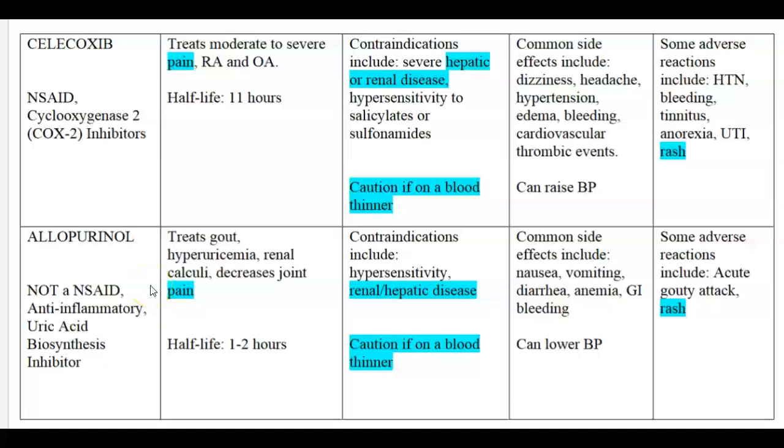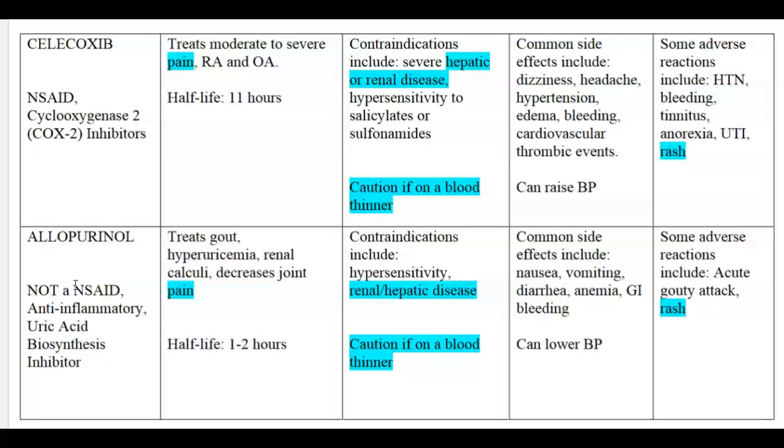So then you have allopurinol, which is used to treat gout. One thing here, so not an NSAID, the student has it listed as an anti-inflammatory, but it actually is not an anti-inflammatory. So not an anti-inflammatory. How does it work? It inhibits the final steps of uric acid biosynthesis, therefore lowering serum uric acid levels.